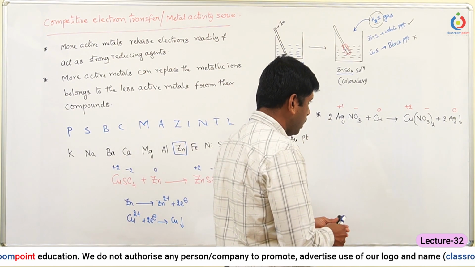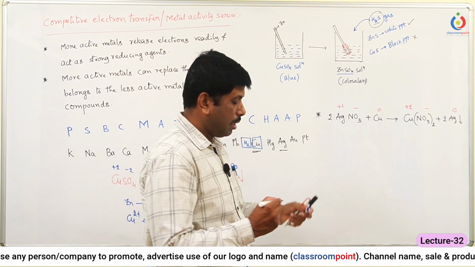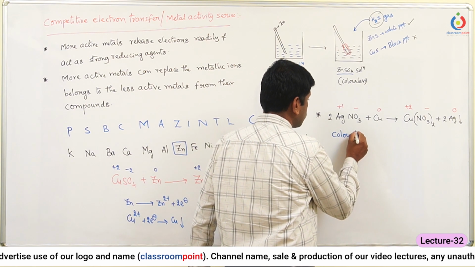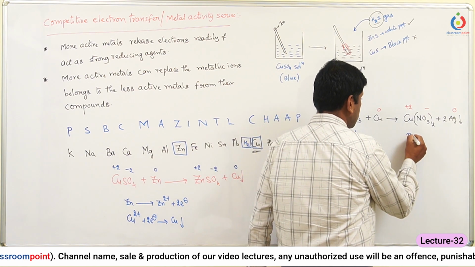And here, how to identify whether the reaction is proceeding towards the product side or not? The silver nitrate solution is a colorless solution, and a copper nitrate solution is a blue colored solution.